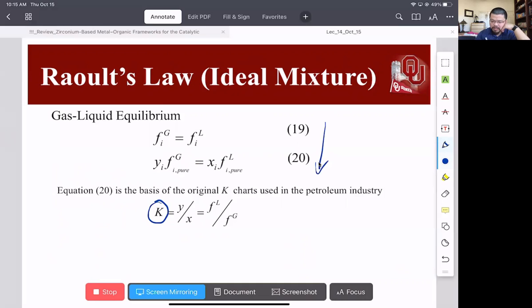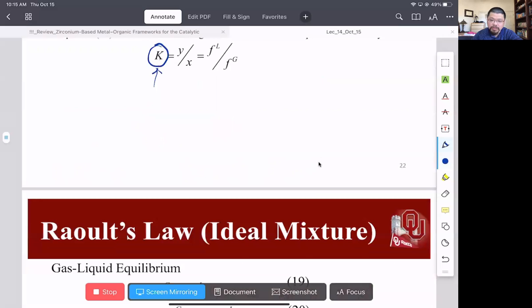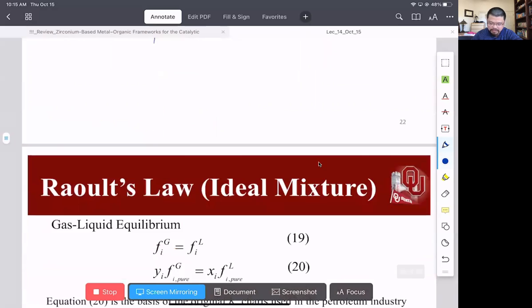And if you move one step from equation 20, if you take the ratio of y over x, then this is the capital K value. And petroleum engineering has lots of data reported with respect to this capital K. Okay, so this is the product we receive out of the ideal mixture understanding for liquid-vapor, liquid-gas equilibrium.